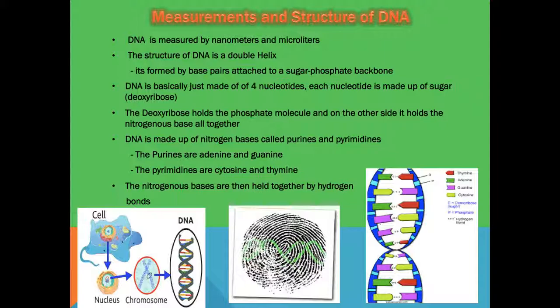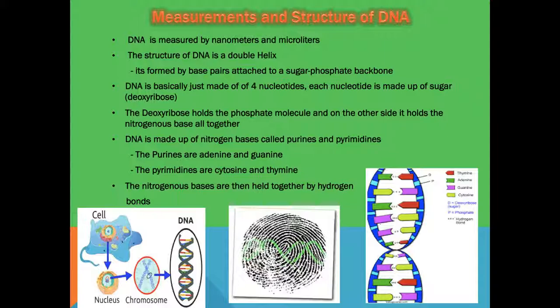Measurements and structure of DNA. DNA is measured in nanometers and microliters. The structure of DNA is a double helix. It's formed by base pairs attached to the sugar phosphate backbone. DNA is basically just made up of 4 nucleotides. Each nucleotide is made up of sugar, deoxyribose. The deoxyribose holds the phosphate molecule, and on the other side, it holds the nitrogenous base all together.